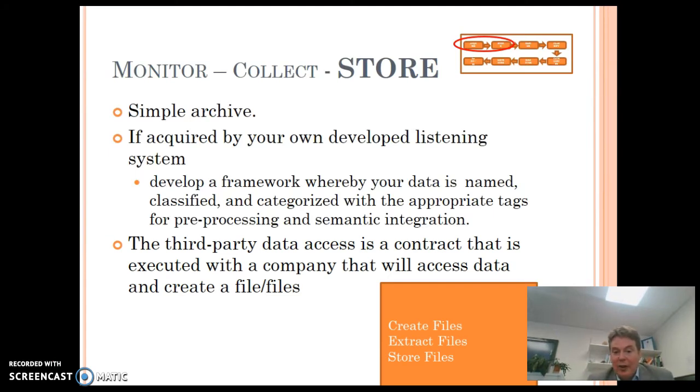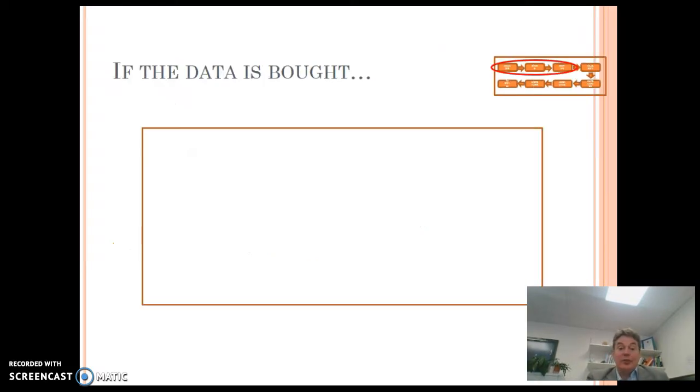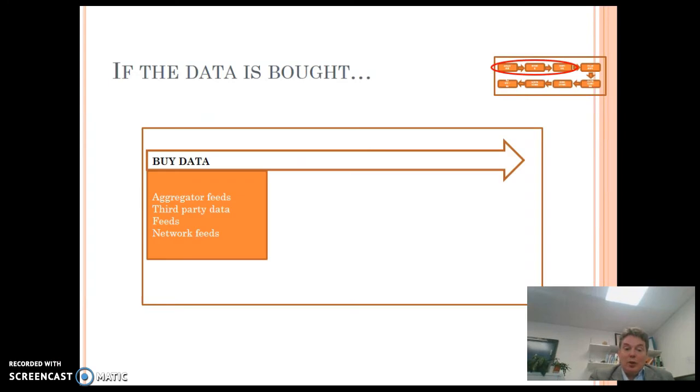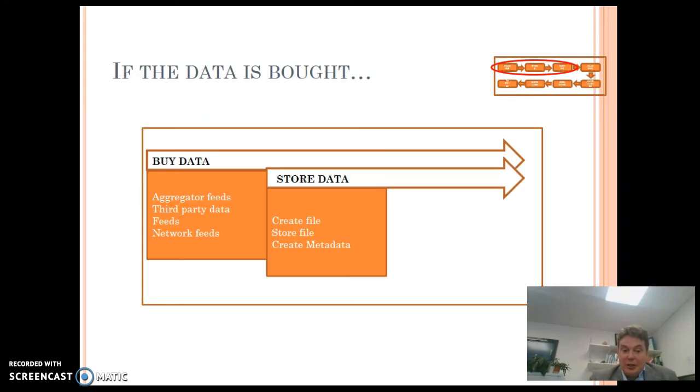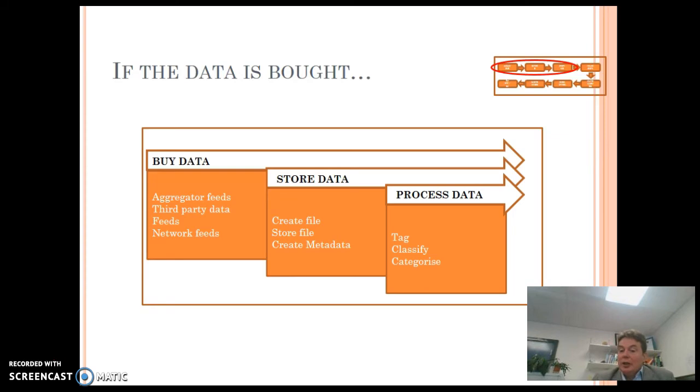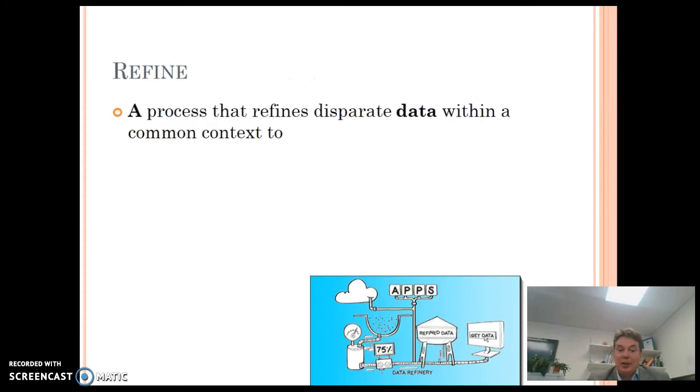So, with the third party, it's a contract that will access and create the files. So, we follow whatever structure they have and they give it to us. A lot of times now with cloud storage, we're never actually getting the data, we're just accessing it through the internet. So if the data is bought, some aggregator, third-party feeds, brings all the information together, they create a file, and then we create the metadata, the data about the data around it. And then, we apply tags, so we apply labels to the data, and we classify and categorize it. So we'll talk a little bit more about classification and categorization in a minute.